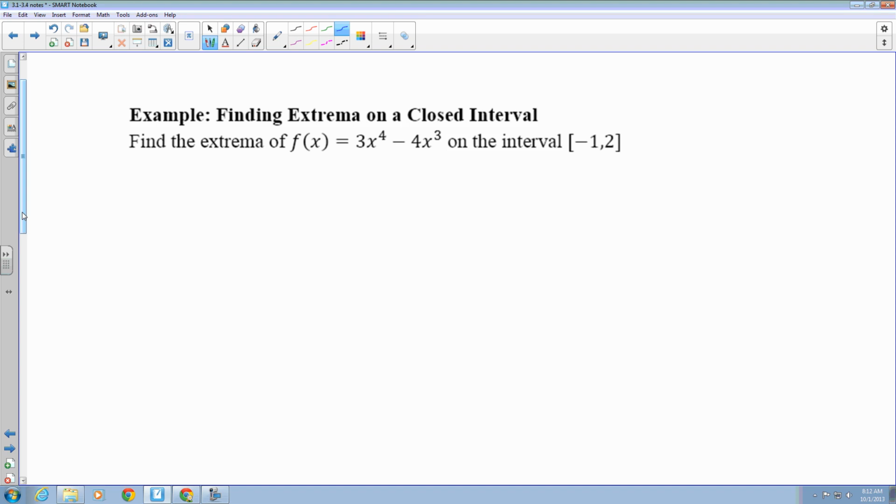Find the extrema of 3x to the fourth minus 4x to the third on our interval from -1 to 2. So the first thing we need to do, according to those instructions, is to find the critical points. Find the critical points by taking the derivative. 12x to the third minus 12x squared.